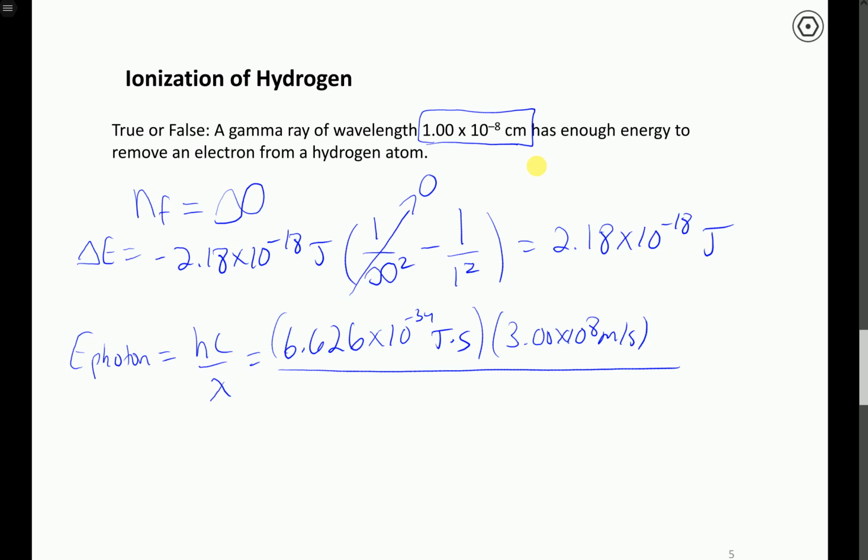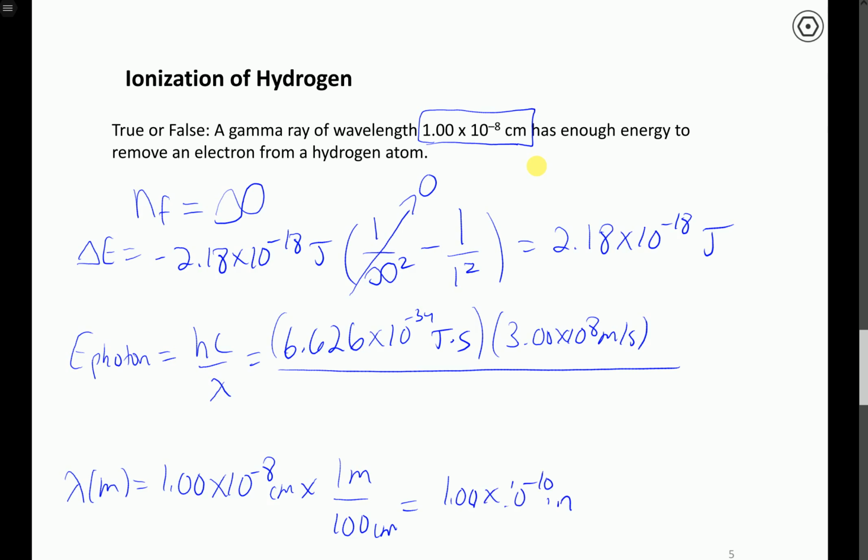So our wavelength in meters is going to be 1.00 times 10 to the minus 8 centimeters times 1 meter over 100 centimeters. So that's going to be 1 times 10 to the minus 10 meters. Okay, so here we're given wavelength in centimeters, which is not particularly conventional, but we wanted to see, can we do this conversion and get it into the right units. Okay, so then we put that in.